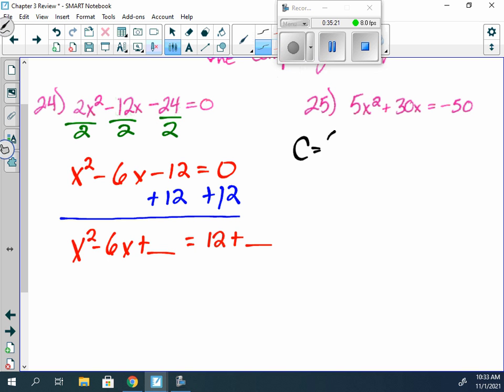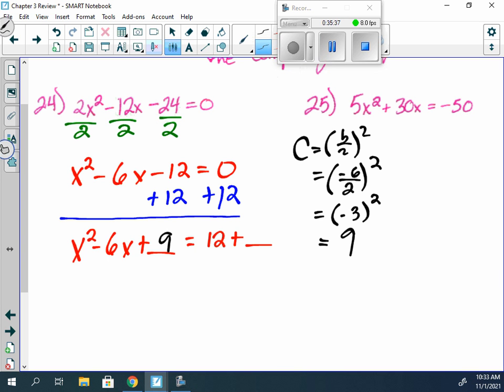Now, again, c is equal to b over 2 squared. Well, the value of b in this case is negative 6. And well, negative 6 divided by 2 is? And negative 3 squared is positive 9.